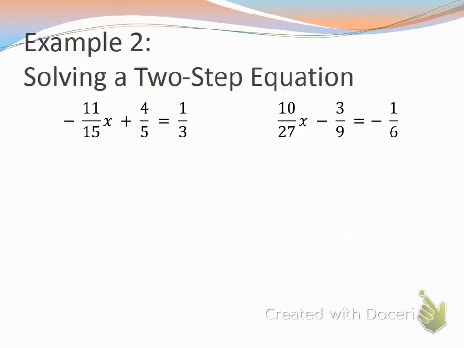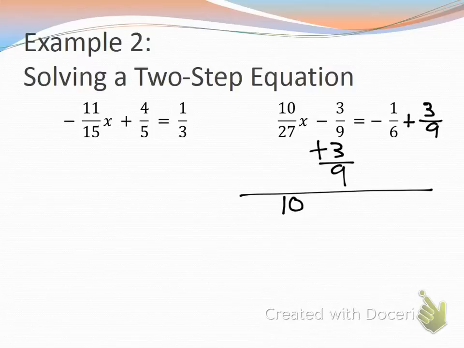Okay, first thing we do is we have to move what is not connected. We need to add 3/9 to both sides. Okay, and now we have 10/27 x equals, but wait, we cannot add them together. What is our LCD? 6. Nope. 18. That's okay, but that's not the LCD.